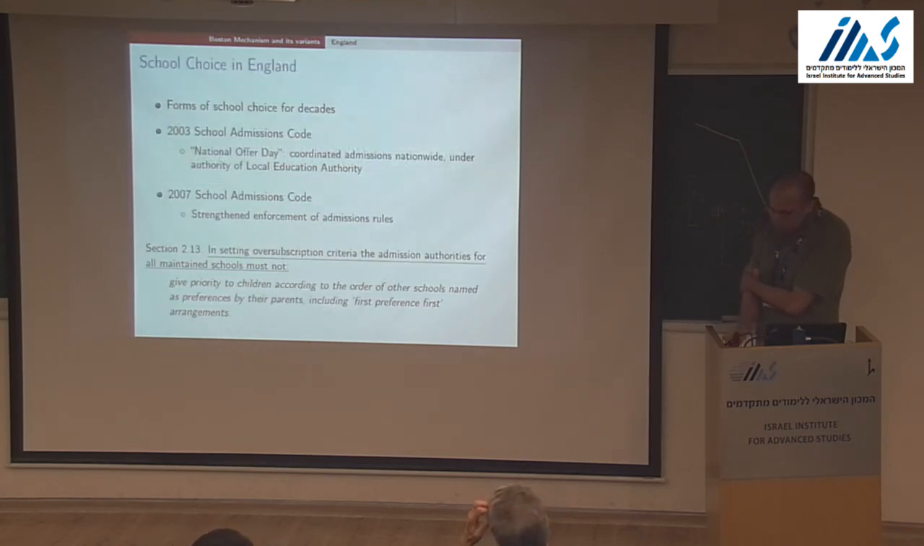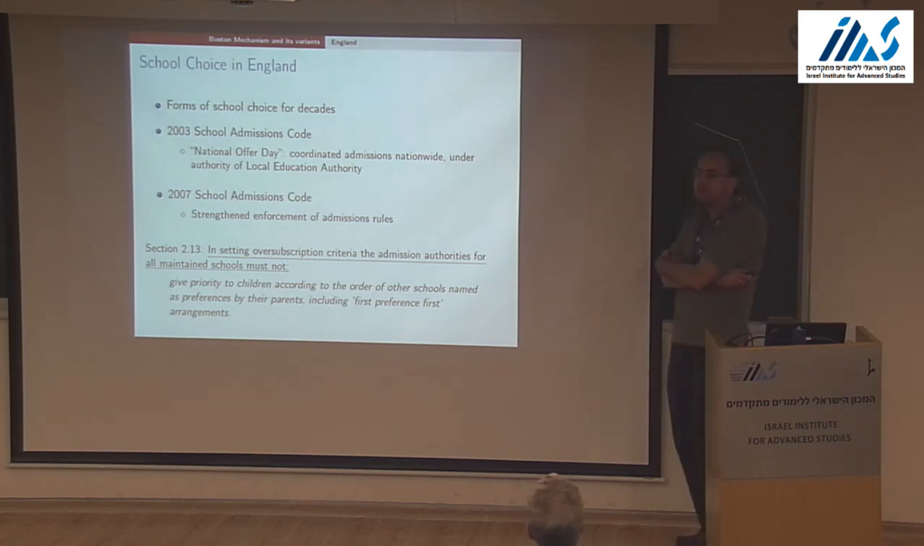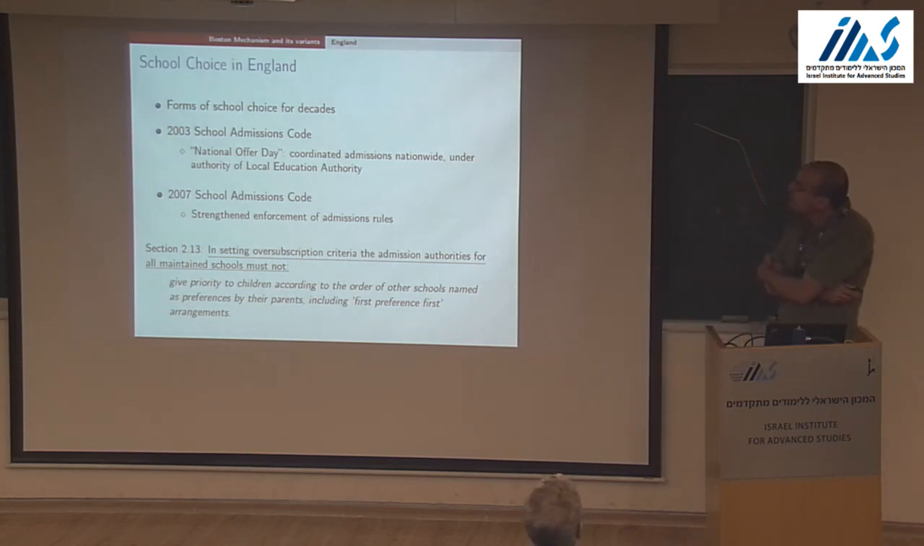What I'm skipping also, just in the interest of time, and I'll wrap up, is another case in which the Boston mechanism was condemned, and that happened in England. So we can talk about this at the break if you're interested. It turns out that in England, they had independently discovered deferred acceptance in many regions, and through an act of parliament in 2007, they actually outlawed the Boston mechanism. In England, they call it the first preference first mechanism, and most districts in England use what's called equal preferences, which is the Queen's English for deferred acceptance.